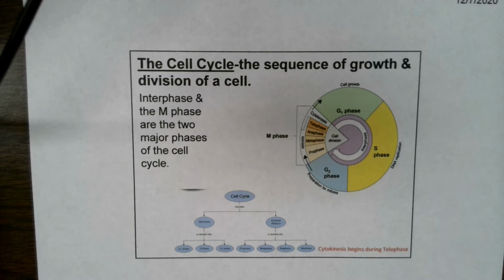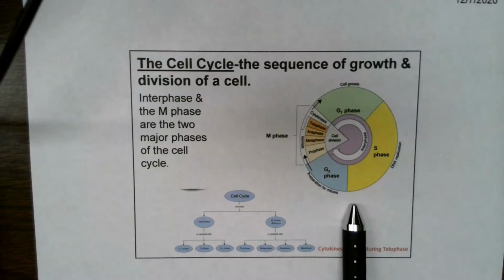So that being said, this is about the cell cycle, which by definition, as it says at the top of the slide, is the sequence of growth and division of a cell. And you often see a pie chart that looks like this associated with the cell cycle.